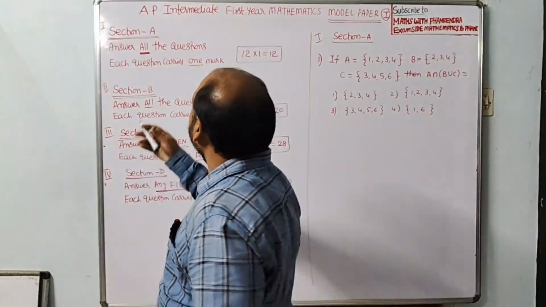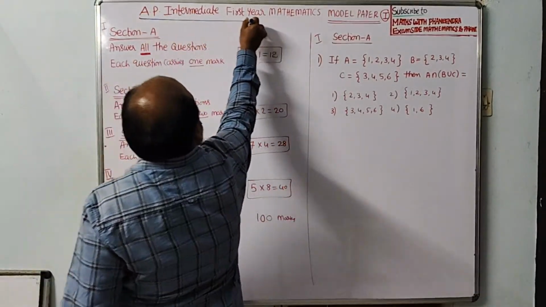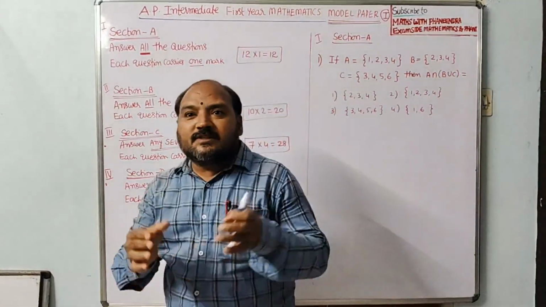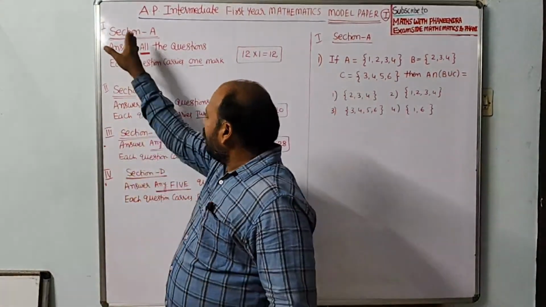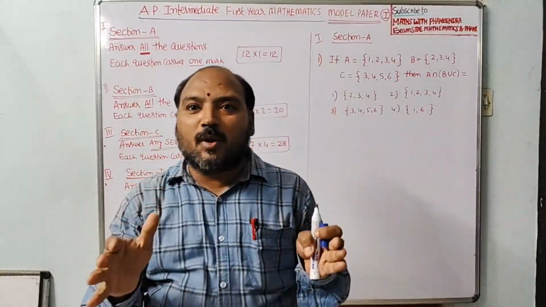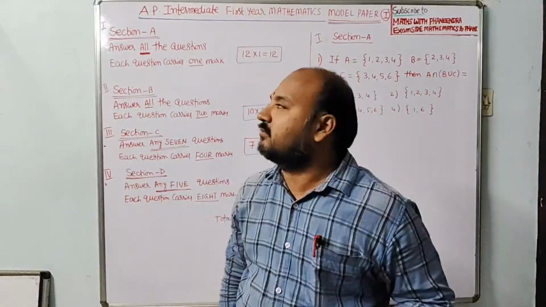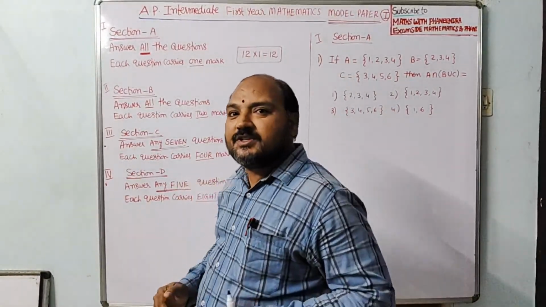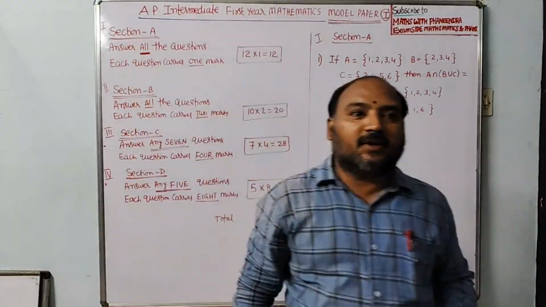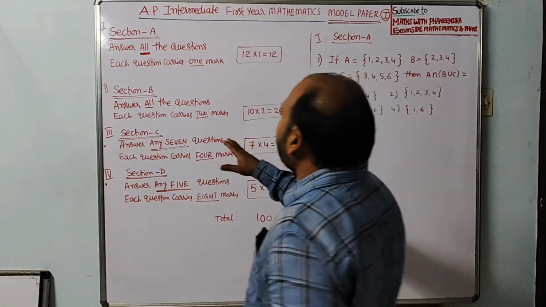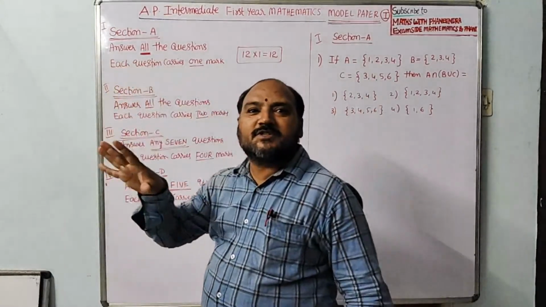AP Intermediate first year mathematics model paper. In this model paper, 4 sections are there. So the question paper contains 4 sections. In these 4 sections, section A. In section A, what type of questions are there?